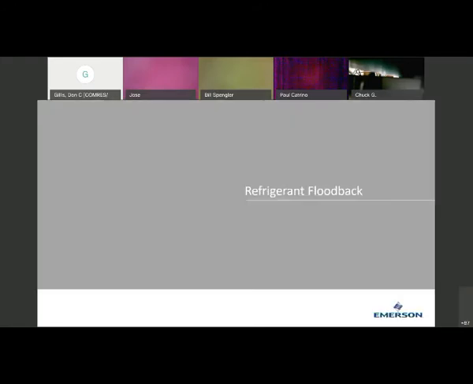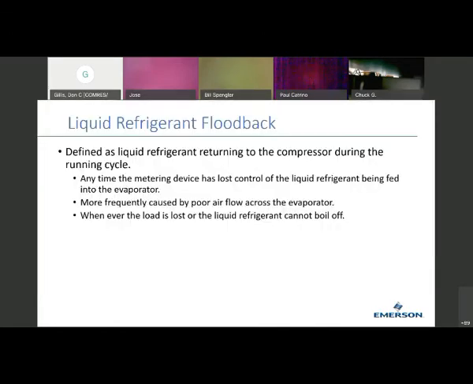All right, so refrigerant floodback. The thing I always point out to everybody when I teach this is that we have two things with the word flood in it, flooded starts and floodback. One is the system running, floodback, and the flooded start is off-cycle migration, okay? So this will be running, the system's running. It's defined as liquid returning to the compressor during the running cycle.